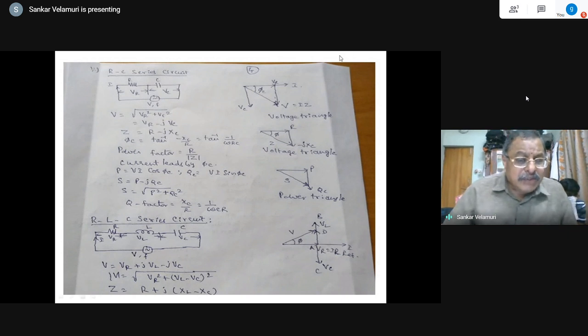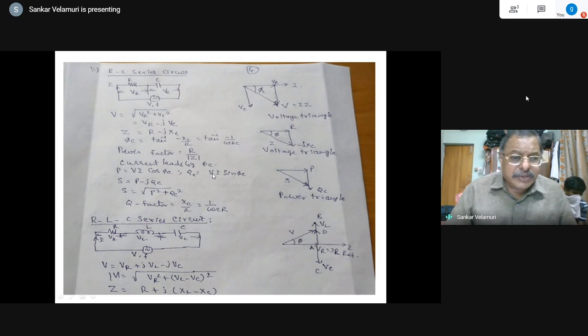Z is equal to R minus jXC in the series circuit, and phi C is equal to tan inverse of minus XC by R, so tan inverse of minus 1 by omega R into C. And power factor is equal to R by Z. Current leads by phi C, so it is a leading power factor circuit.